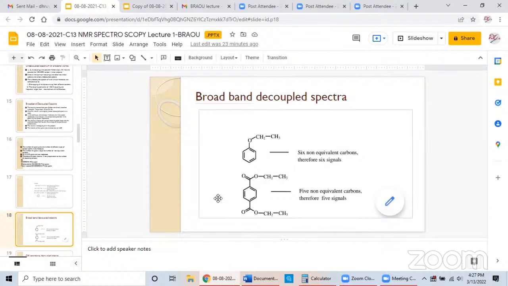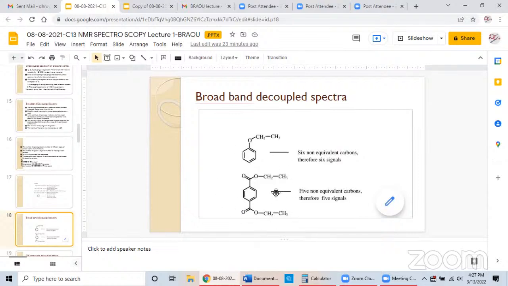And diethyl phthalate. Here you see there is symmetry. See, so many carbons are there. 1, 2, 3, 4, 5.